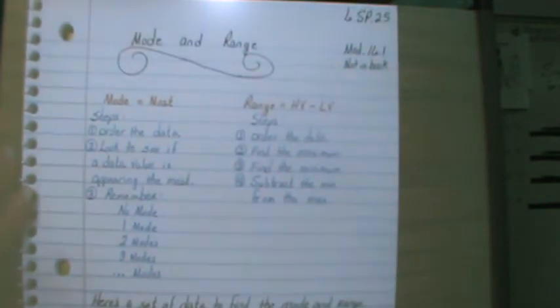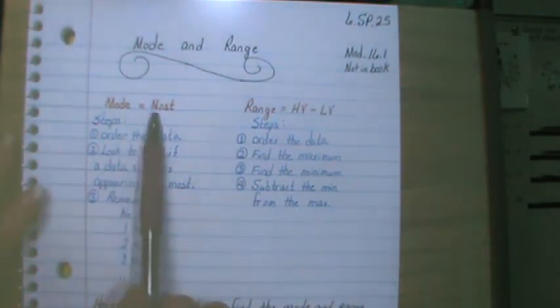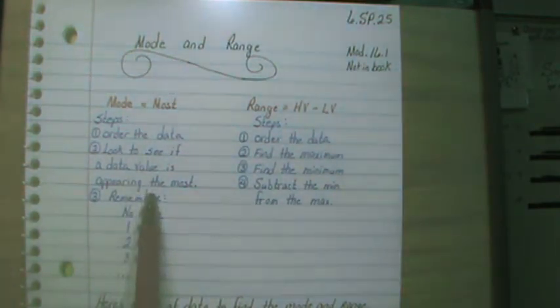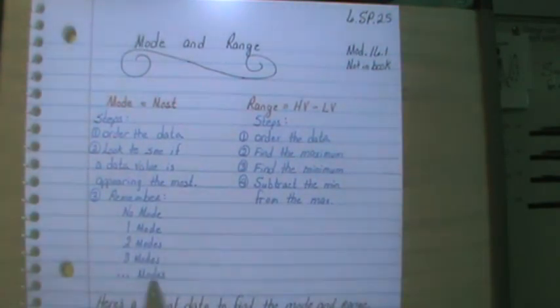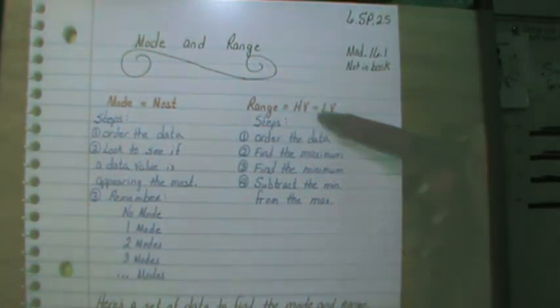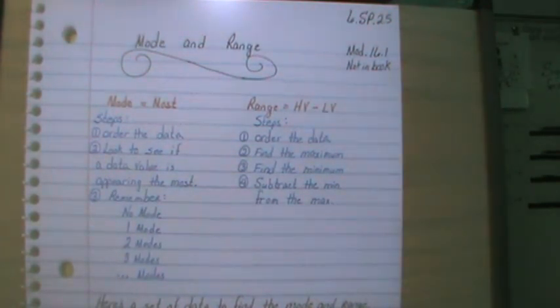The last 2 are so easy. The mode and range, I think, are always the fast ones that I do first because they're just too easy not to. So these are just basically step instructions. Mode means most, and the steps is to order the data. Look to see if a data value is repeating. It's appearing the most. Okay? Remember, there could be no mode, 1 mode, 2 modes, 3 modes, and so on. The range, that's whenever you order your data, you pick the high value and you subtract the low value from it. Okay? That's all you do. And that tells you the distance between the lowest piece of data and your highest piece of data.